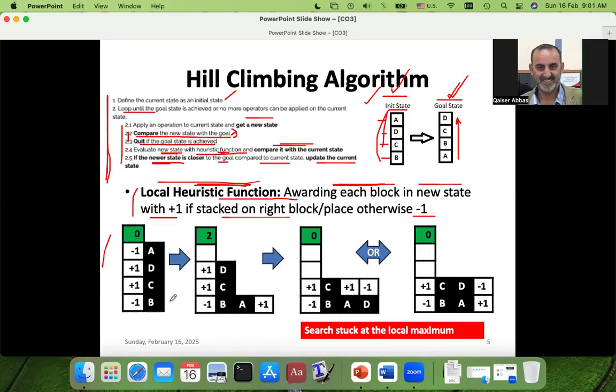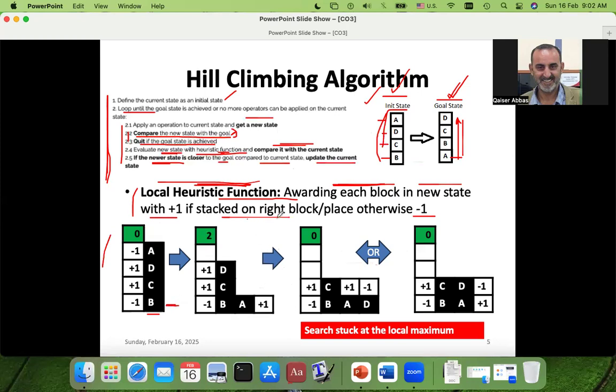So now this B. You have to check this B is on the right place according to this goal state. This B is not on the right place. B should be after A, you can say. So this is not the right position for the B.